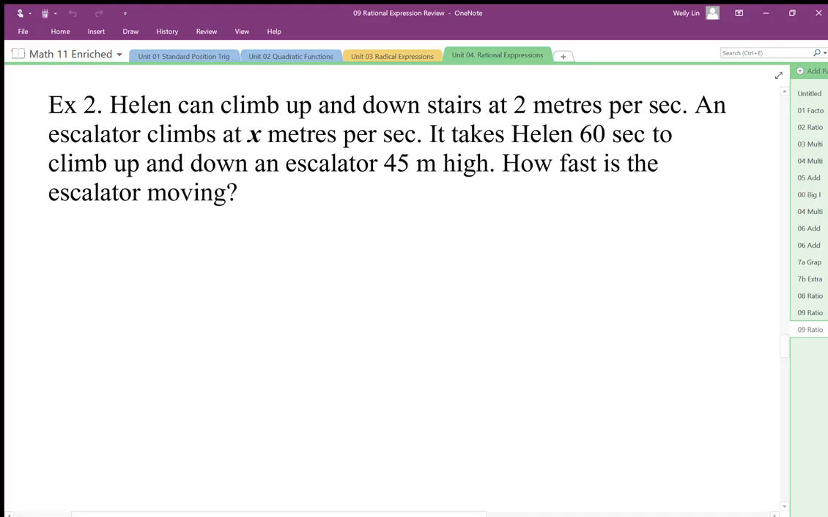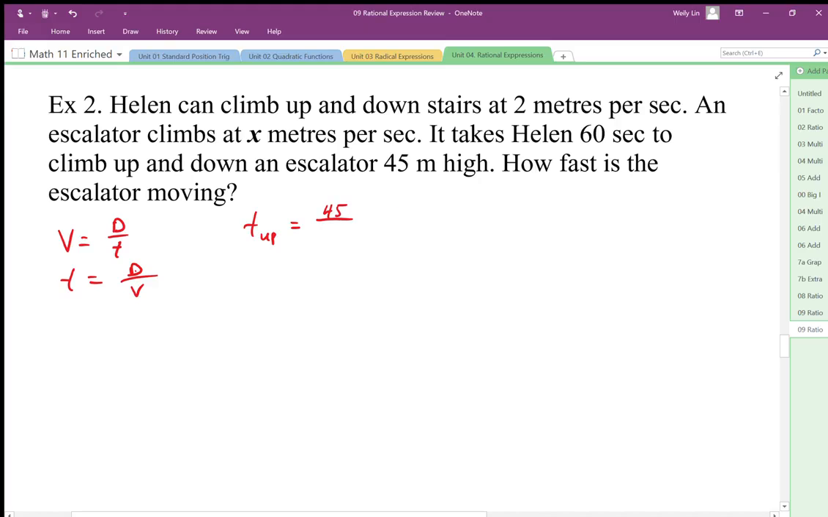Okay, so we need to solve for the velocity, but we need to come up with an equation for time because the information has been given to us in time. So we know that velocity is equal to distance over time, but we also know that time is equal to displacement over velocity. I really should use displacement and velocity. So we're going to say that we have a time for Helen going up, and a time for Helen going down. So it's 45 meters is the displacement.